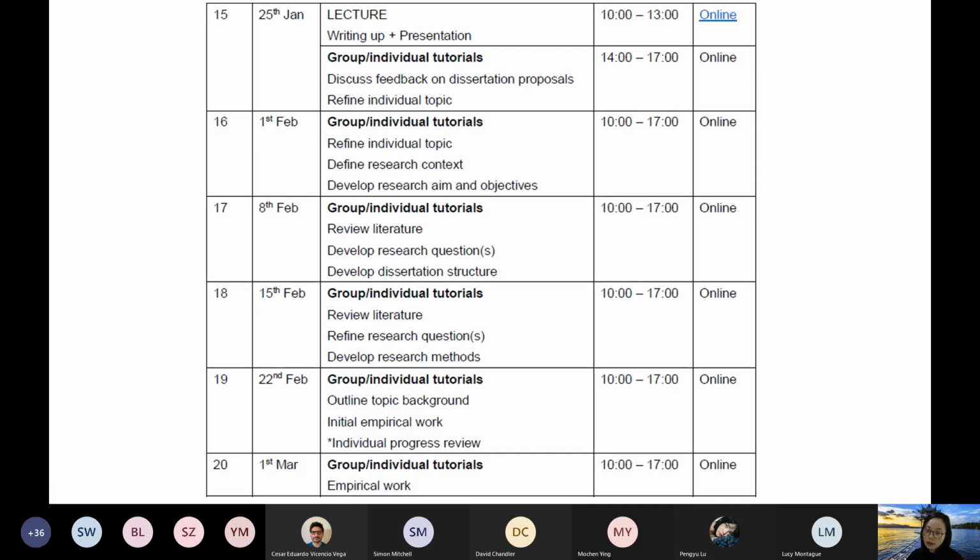The handbook indicates that there will be a combination of group and individual tutorials, but it is most likely that your tutor will arrange individual tutorials in the majority of the sessions, as this will be the most efficient way of discussing your own work.